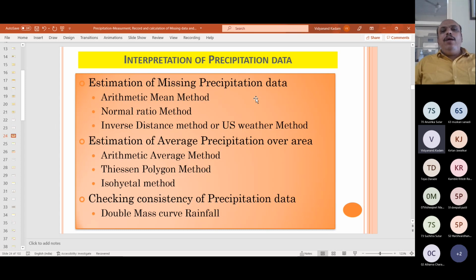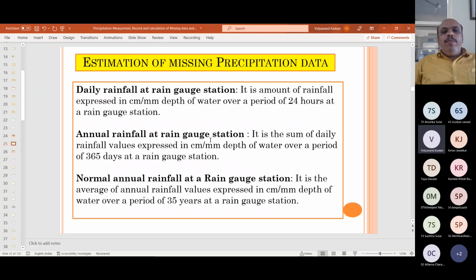We have also learned how to calculate the missing precipitation data. To estimate missing precipitation data, there are 3 methods: the arithmetic mean method, the normal ratio method, and the inverse distance method, which is also known as the US weather service method. Before that we discussed a few terms.